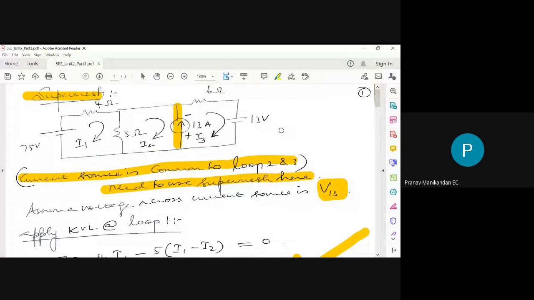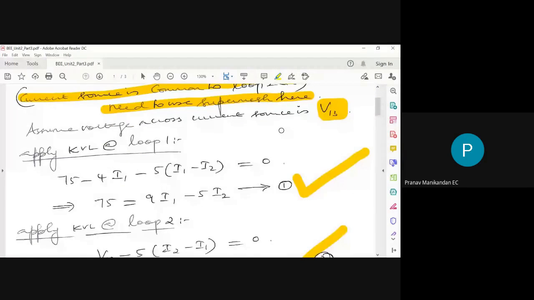Entering through plus and leaving through minus, sir. It is plus or minus? Minus 13 is equal to 0. Minus 13. Then for that V13, what is the polarity? Minus V13. Then minus for 6 ohm, minus 6. Yes, minus 6 I3 minus 13 is equal to 0.